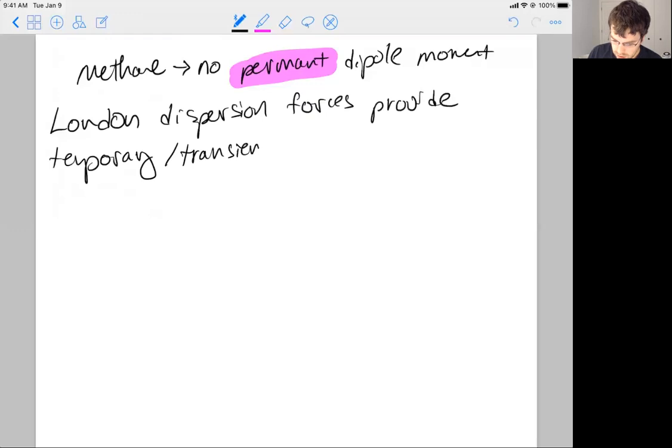Temporary/transient dipoles. So the gist of this is that if you've got, let's have two carbon atoms, okay?